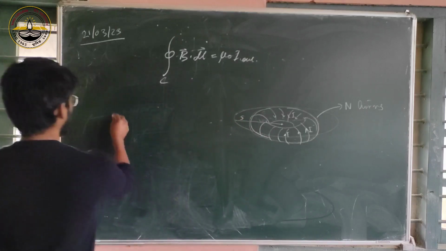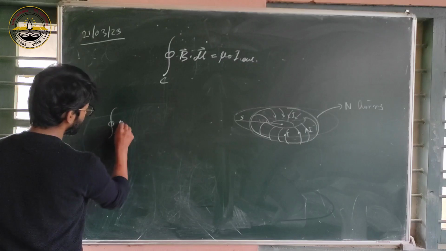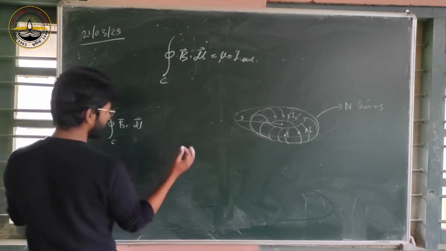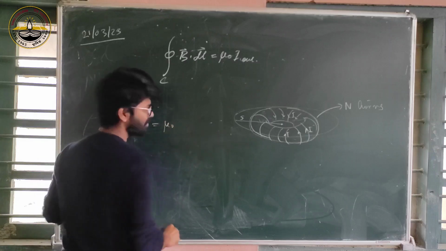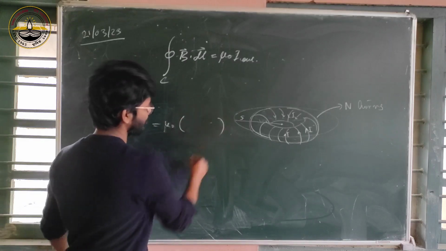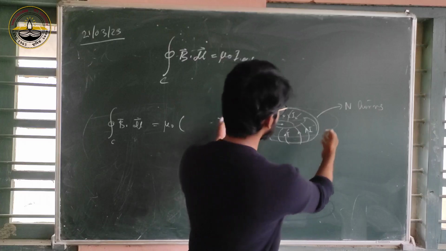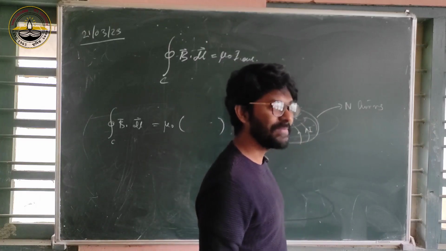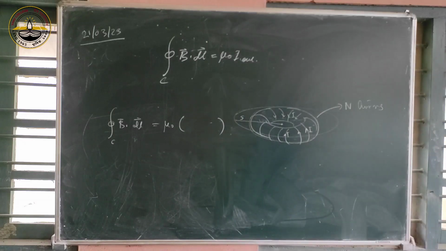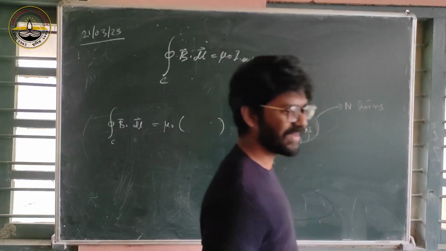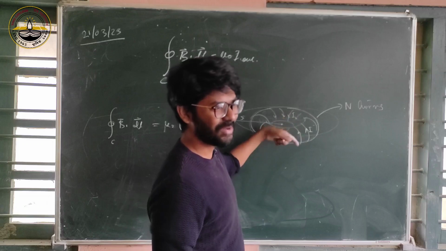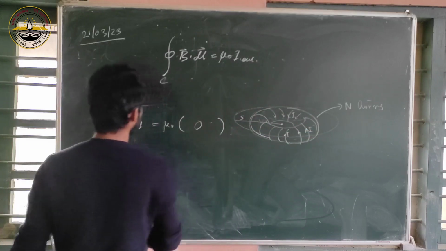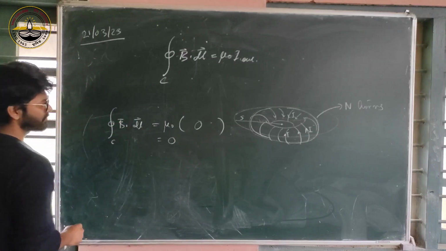Now, B dot dl over this loop equals mu naught times the current enclosed. What is the total current passing through this loop? It's 0. It's like going in a loop, right? So whatever is coming out, it's going inside. So basically 0. So this side is 0.